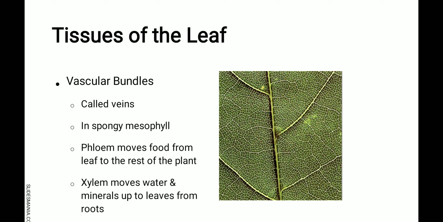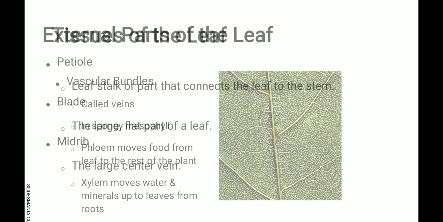Okay, next. For greater purpose, plants modify their leaves. But before that, we must know that there are also tissues of the leaf. So we have these vascular bundles. These are also called veins. And in spongy mesophyll, phloem moves food from leaf to the rest of the plant. And xylem moves water and minerals up to the leaves from the roots.